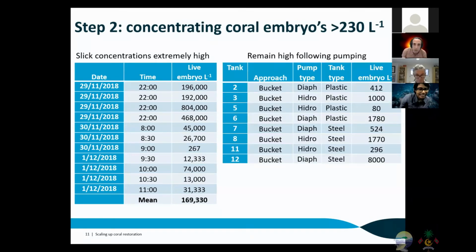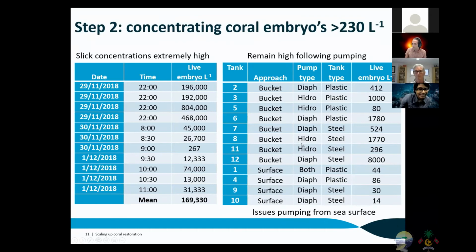Even following pumping, we still had really high concentrations of embryos. What I'm showing here in this table is where we actually collected some of the slick and poured it straight through the pumps, and what we have afterwards. So we have really high concentrations.